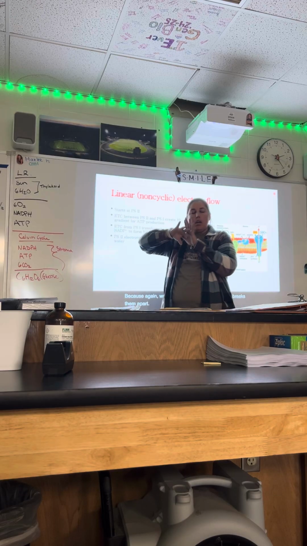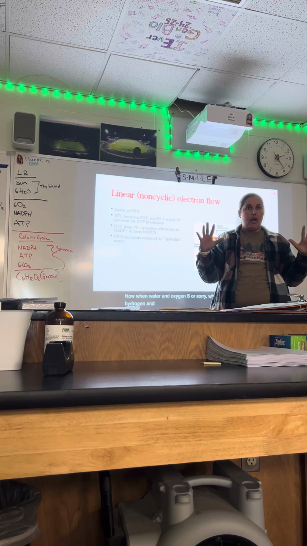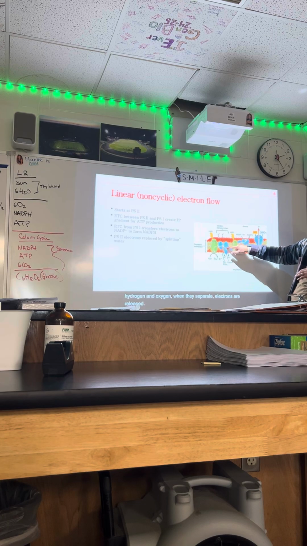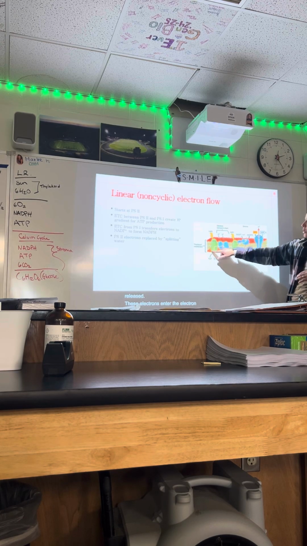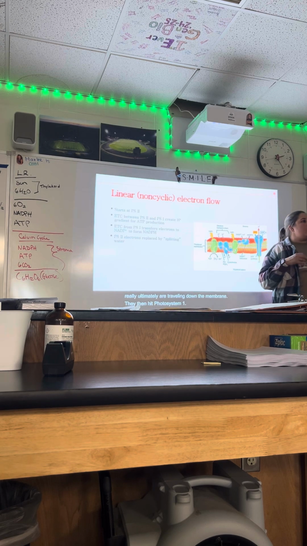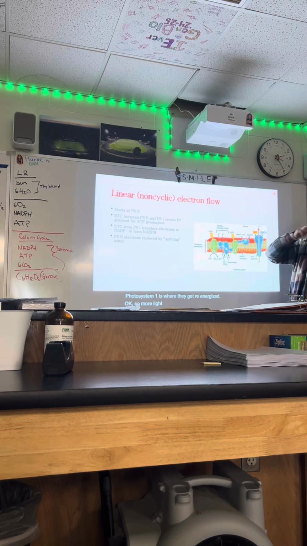Now, when water, which is hydrogen and oxygen, separates, electrons are released. These electrons enter the electron transport chain, and they really ultimately are traveling down the membrane. They then hit photosystem 1. Photosystem 1 is where they get re-energized. Okay, so more light enters, they get re-energized. They get so re-energized, they actually exit the membrane. They exit the thylakoid membrane.